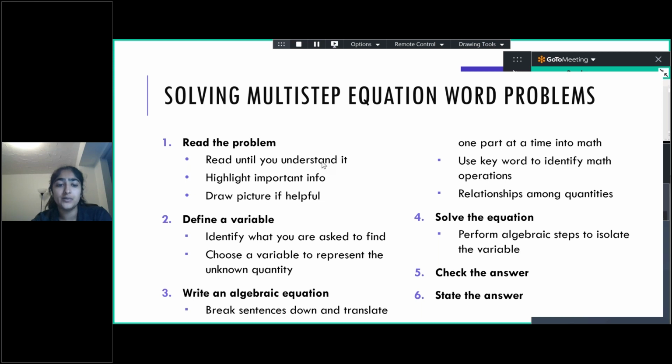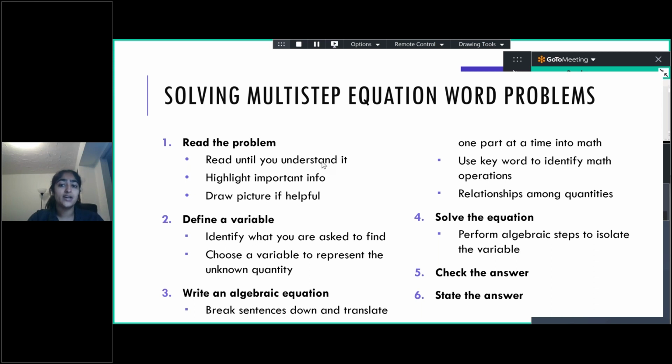Once you have your variable, writing an algebraic equation is the next step. You take the sentences and words in the word problem and translate them into math. Like I said in the first slide, we take certain keywords and translate them into mathematical operations. A good idea is also to find if there are any relationships among certain quantities in the word problem.